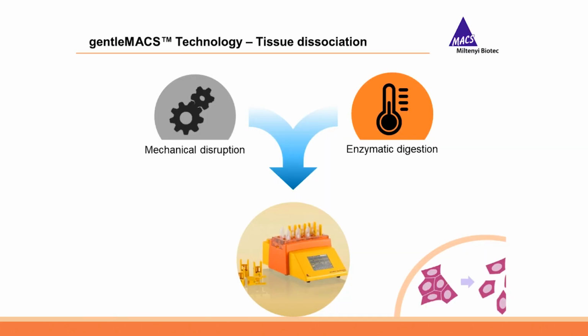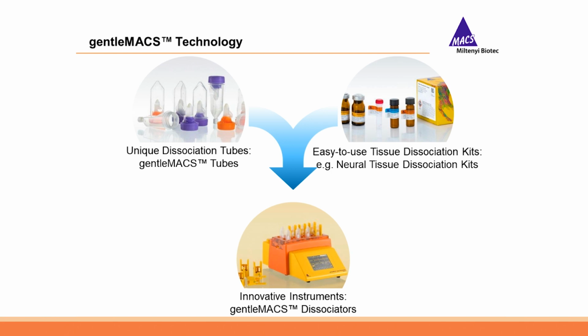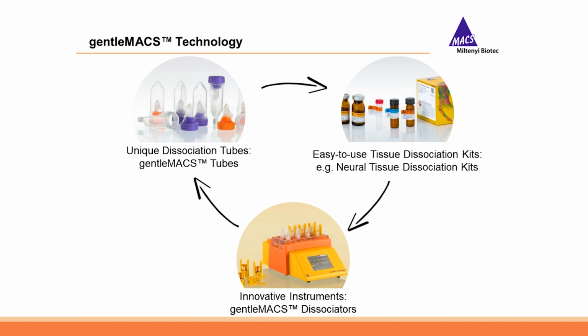For proper tissue dissociation, a combination of a mechanical disruption and an enzymatic digestion is needed. The mechanical disruption in our case is performed with a gentleMACS Dissociator and the unique dissociation tubes, which are operated by the gentleMACS with specific programs. And for the enzymatic part, we developed tissue-specific dissociation kits. The combination of the gentleMACS with these tubes and the specialized dissociation kits then guarantees the most gentle and efficient tissue dissociation and a high amount of viable cells and a minimum of debris after the tissue dissociation.